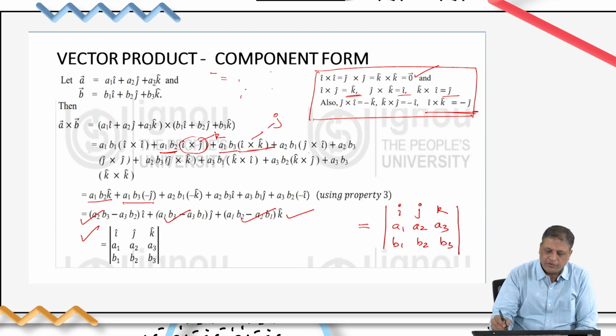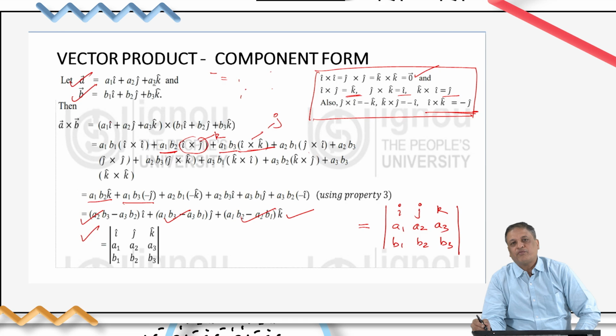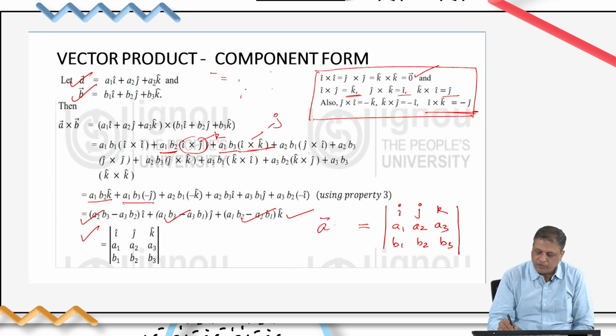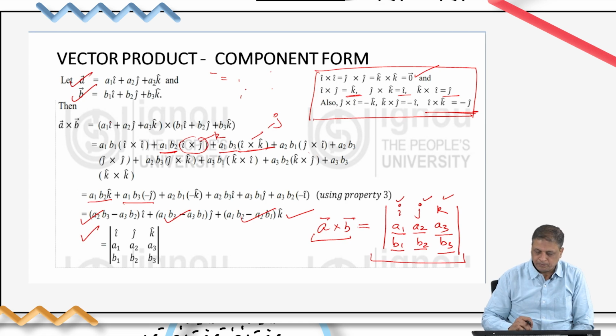So, if we are aware of the component form of the vectors, that is A is equal to A1 I plus A2 j plus A3 k, and B vector is equal to B1 I plus B2 j plus B3 k, then the component form of the A vector cross B vector will be given by the determinant with rows I j k, A1 A2 A3, and B1 B2 B3, where A1 and B1 are the components for the I unit vector, A2 and B2 for the j unit vector, and A3 and B3 for the k unit vector. Computing the value of this determinant, you are going to get the value for A cross B.